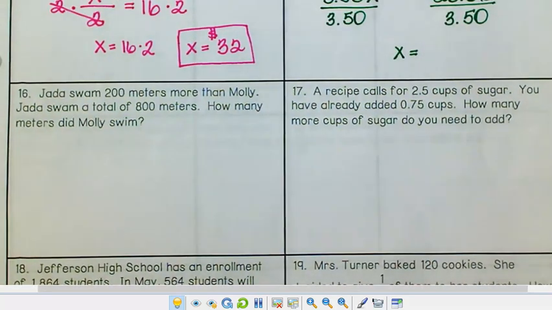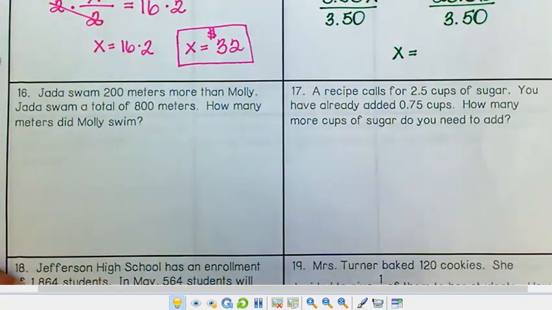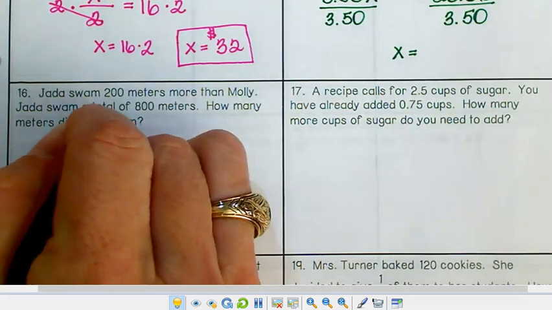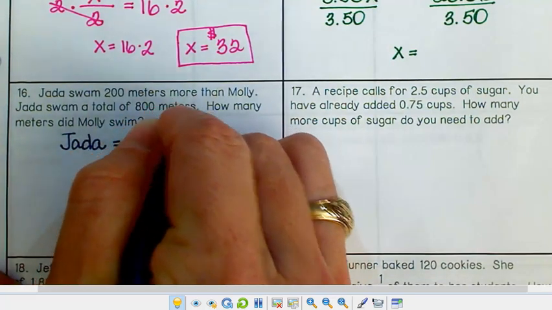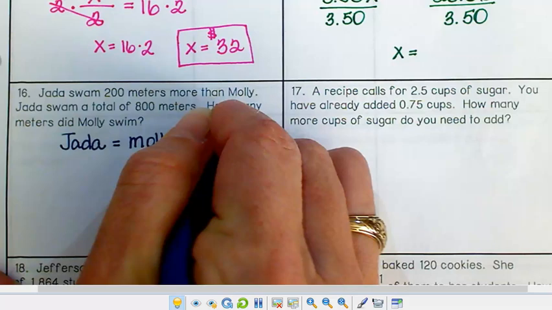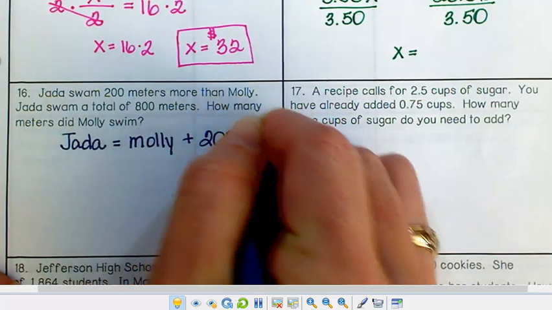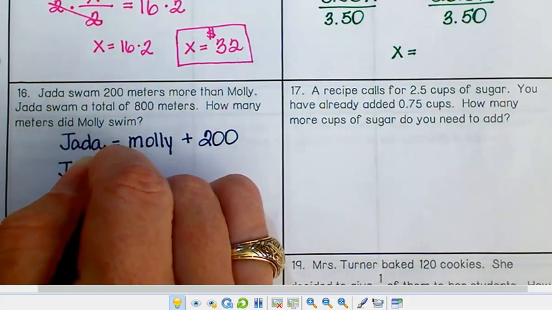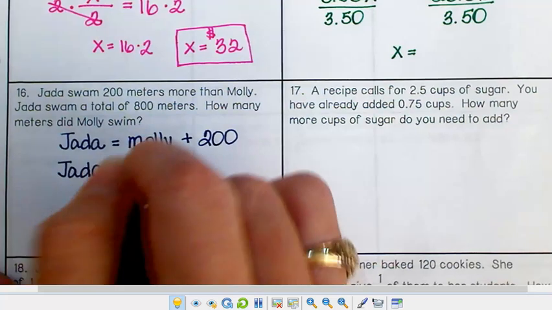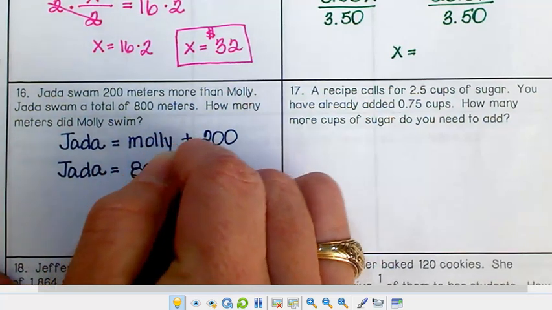All right, number 16. Jada swam 200 meters more than Molly. Jada swam a total of 800 meters. How many meters did Molly swim? Okay, so I know 2 things about Jada. Whatever distance Jada swam, it was Molly's distance plus 200. I also know that Jada swam a total of 800 meters.